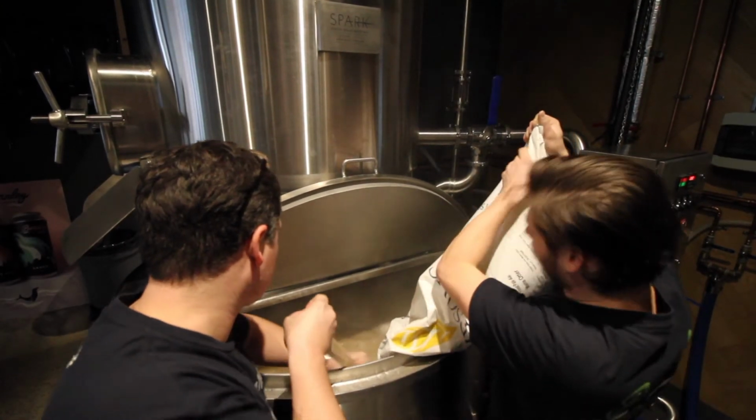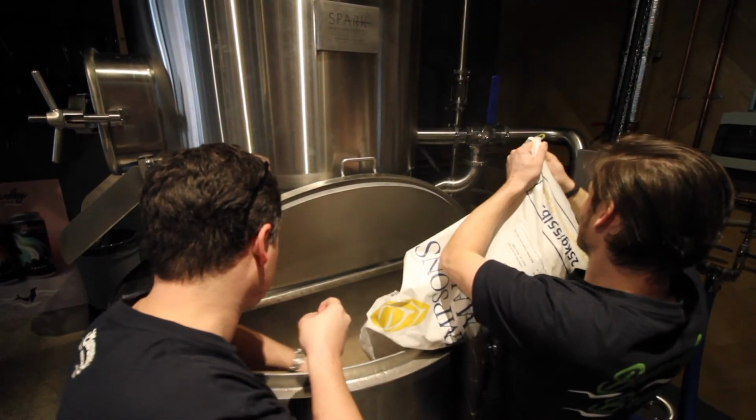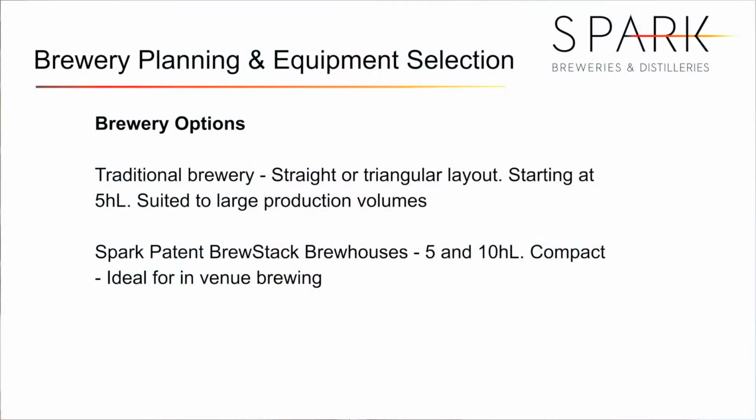In this video, I will be discussing the different brewhouse configurations that are available and their applications. This will focus on the hot side of the brewing process, mashing and boiling. There are lots of configurations possible with brewhouse setups, but they can be divided into 2 categories: traditional brewhouses and Brewstack brewhouses.